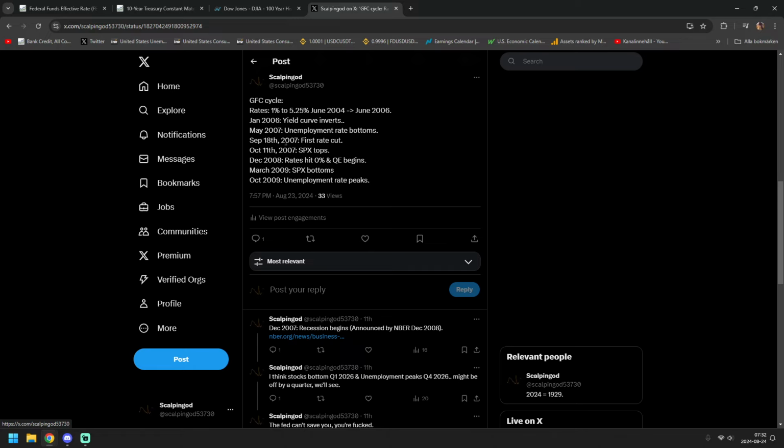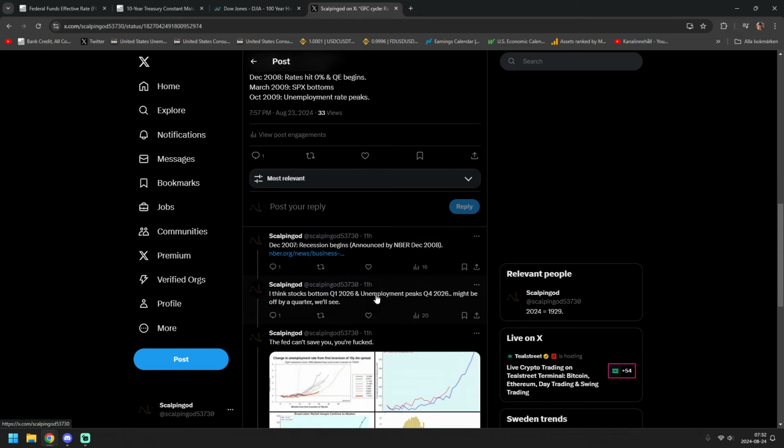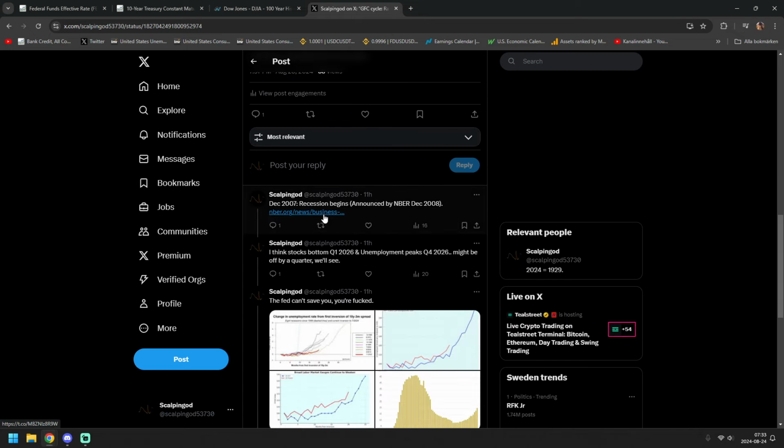September 18th, 2007 was the first rate cut. October 11th, 2007, the S&P 500 tops. December 2008, rates hit zero and QE begins. And in December 2008, they announced that the recession began in December 2007, 12 months prior. In March 2009, the S&P 500 bottoms, and in October 2009, the unemployment rate peaks. Here is a link to the NBER, if you want to read that as well, where they announced it.